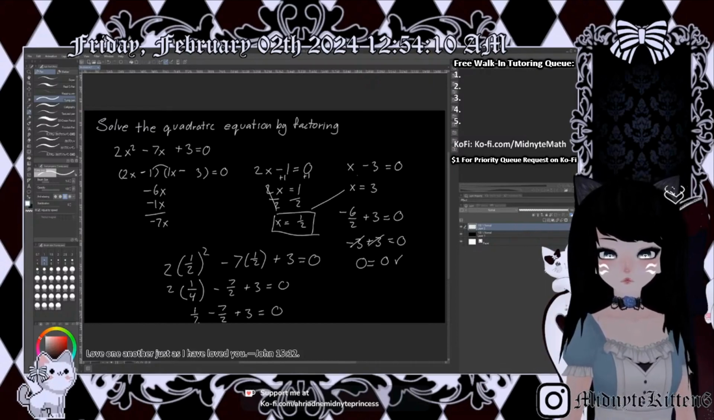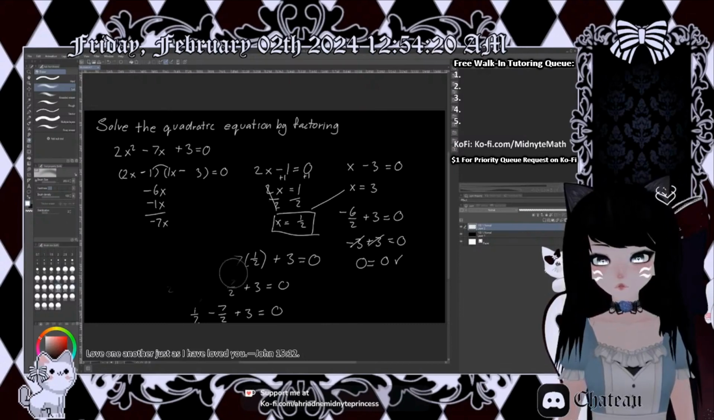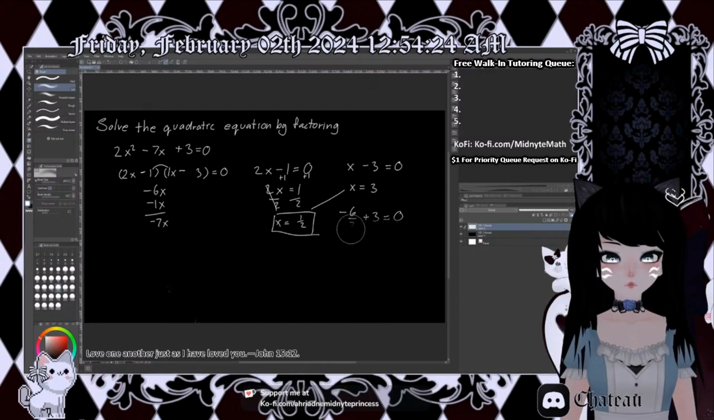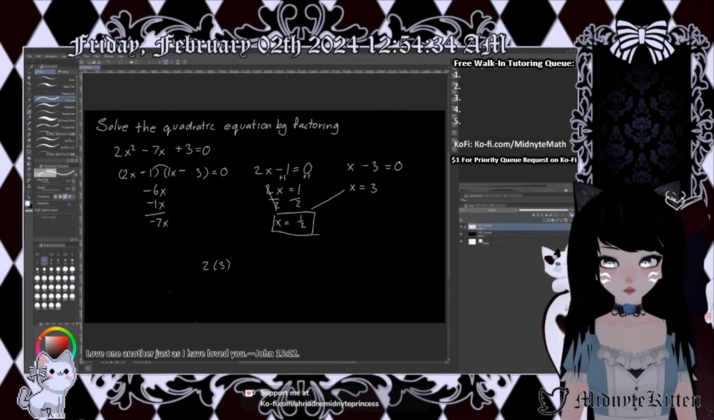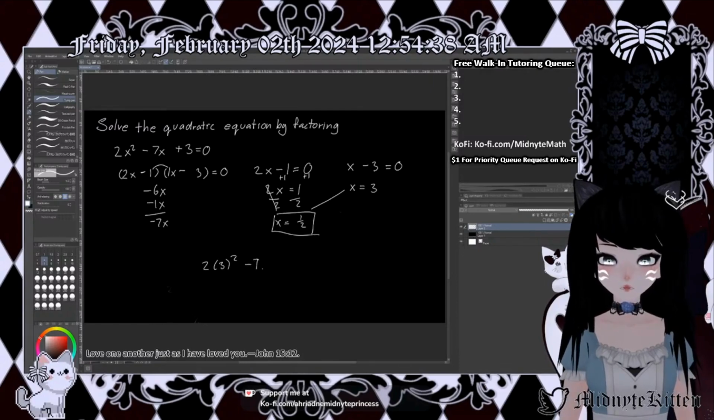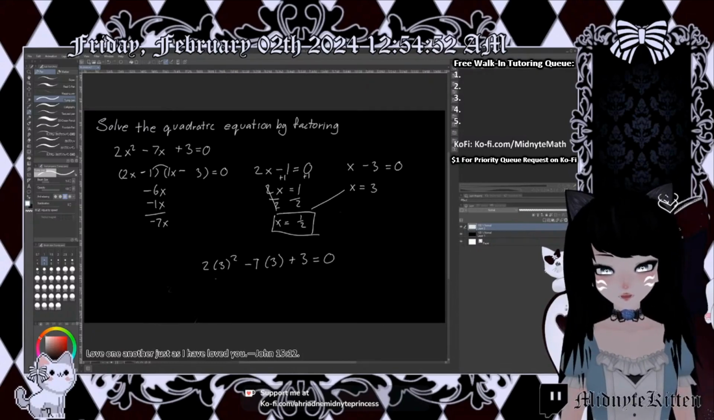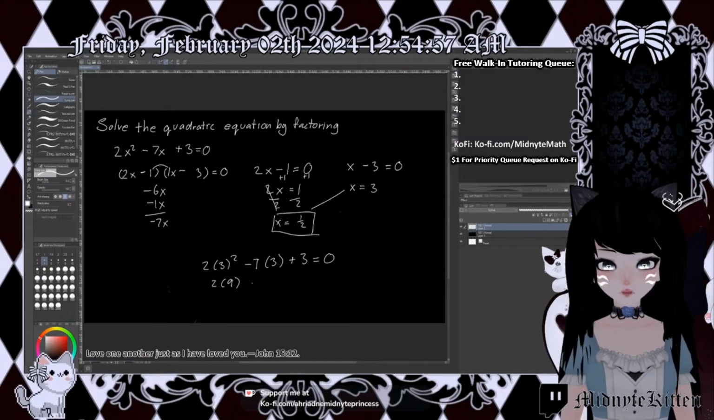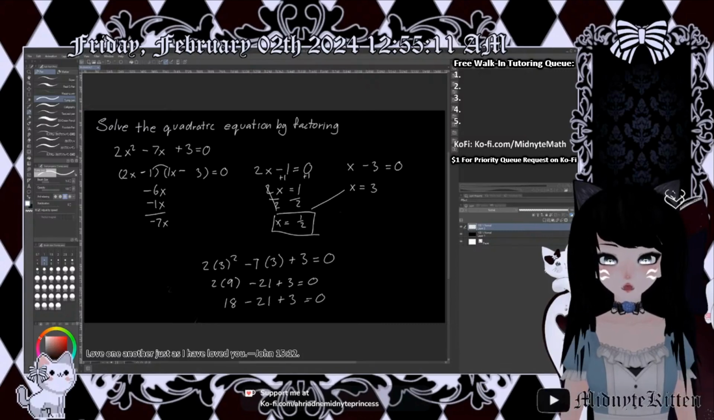Now let's check x when x is equal to 3. So 2 times 3 squared minus 7 times 3 plus 3 equals 0. 3 squared, that's 9. 2 times 9 minus 7 times 3 is 21. 18 minus 21 plus 3 equals 0. 18 plus 3, that's 21 minus 21 equals 0.